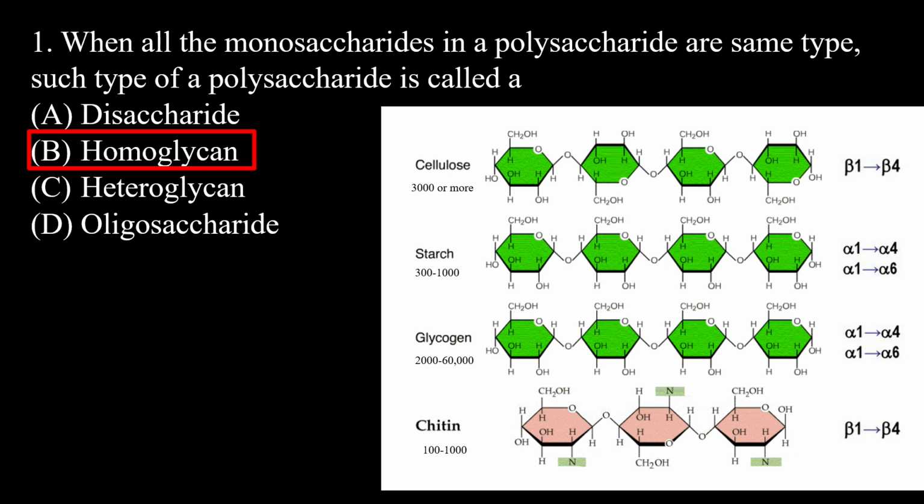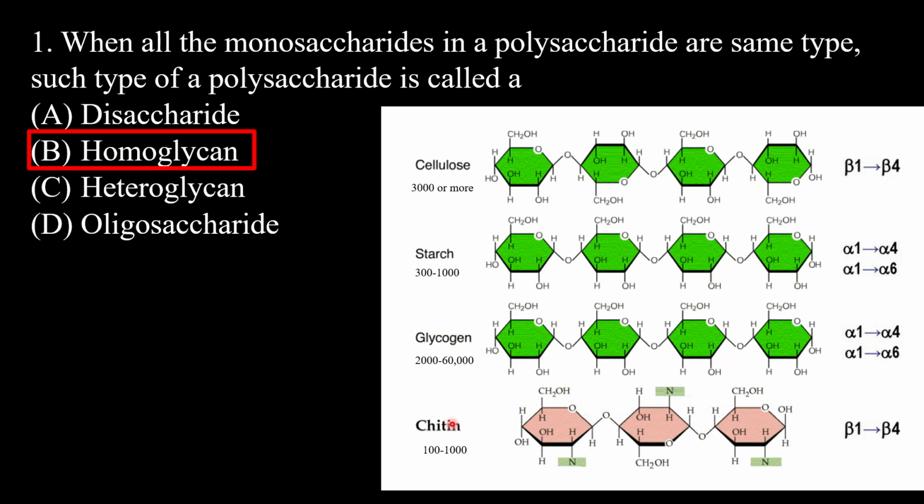While if we look into option C, heteroglycan, hetero means different. Heteroglycans are also polysaccharides, but they are made up of different saccharide units. What are the examples of the homoglycans? Homoglycan examples are cellulose, starch, glycogen, and chitin. These are polysaccharides which are made up of all the same units.